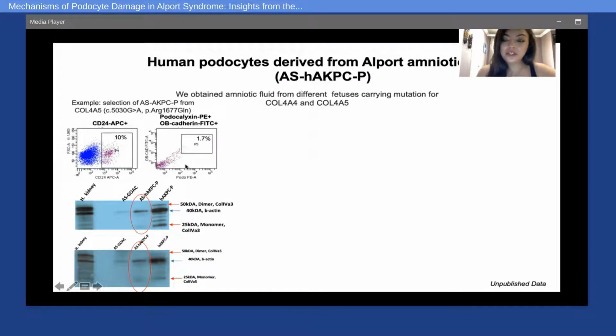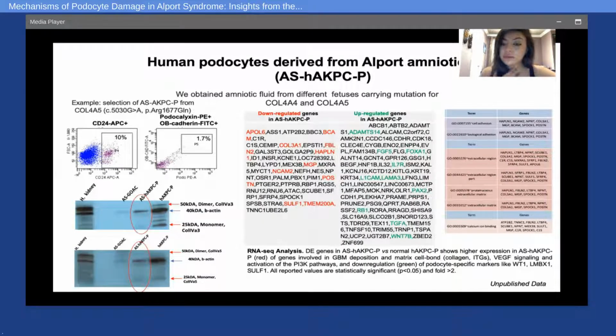We've proceeded to differentiating these cells, and we see through Western blot, the human total kidney do indeed have expression of collagen 4 alpha 3, collagen 4 alpha 3 trimers, and collagen 4 alpha 5 expression. However, also the kidney progenitor cells that have been differentiated that are not Alport do also express the collagen 4 alpha 3 and 5. However, Alport podocytes lack the expression of this collagen 4 alpha 3, which is a characteristic of the mutation.